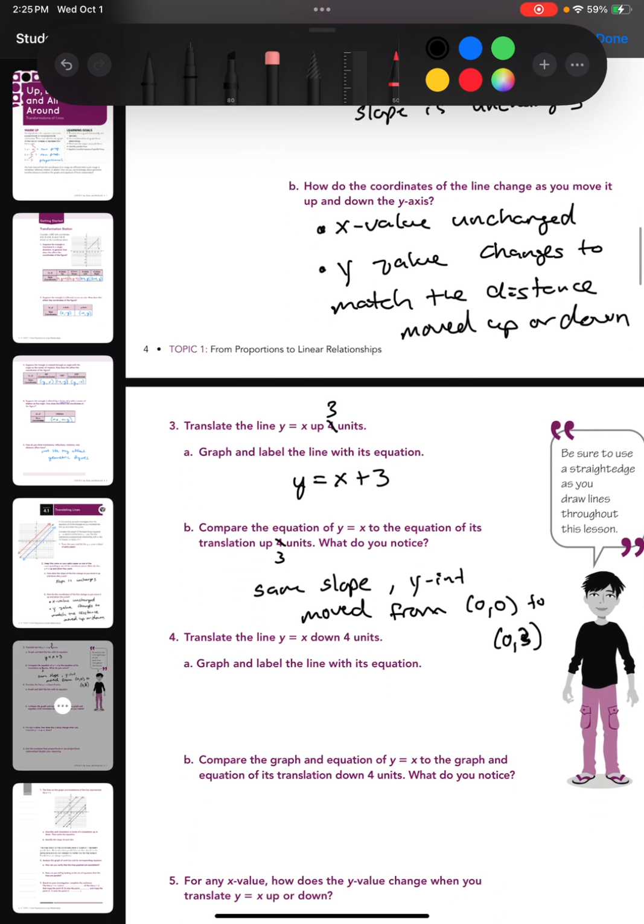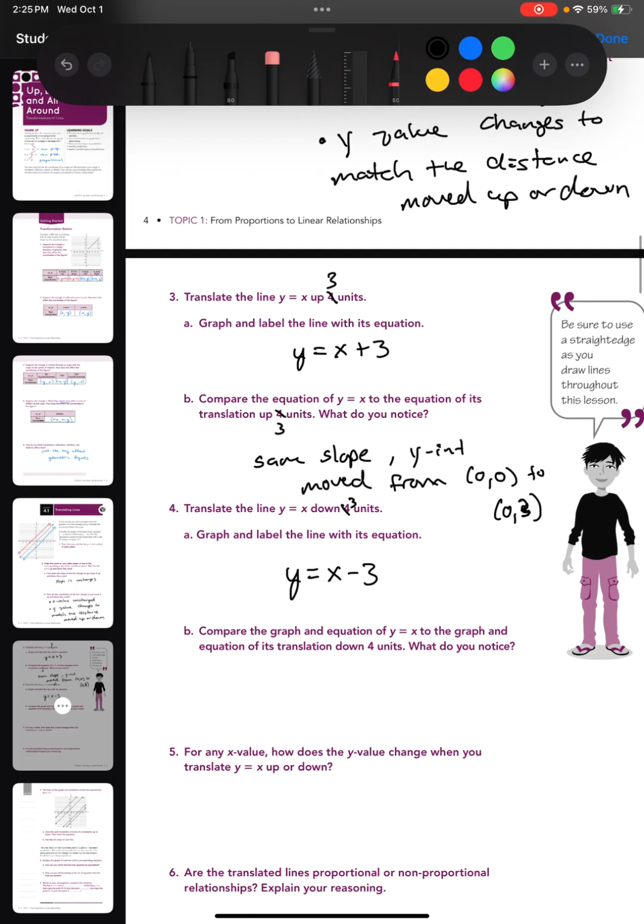Now we did the opposite. Again, I already drew the line down 3 units, so I'm going to change that to a 3. So we graphed the line. Now if we write that equation, it would be y equals x minus 3 because it moved down 3 units. So how did that graph change? Again, same slope. But now the y-intercept moved down from 0, 0 to 0, negative 3.